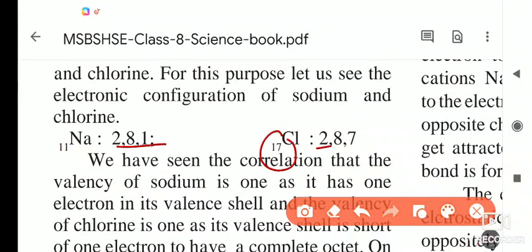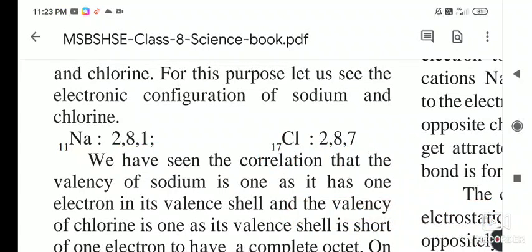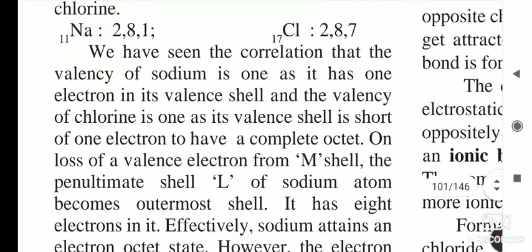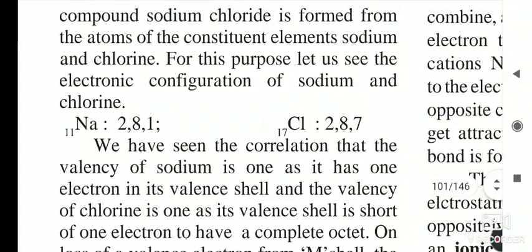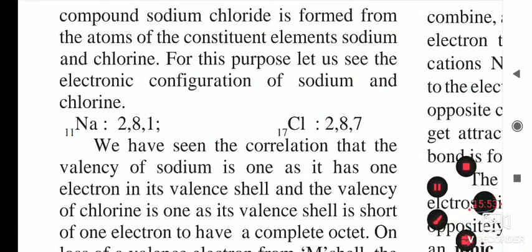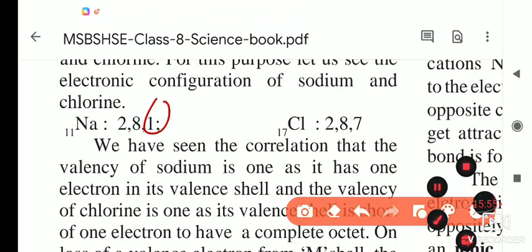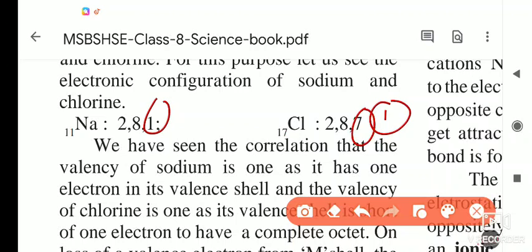According to the same rule, the first orbit contains 2 electrons, the second orbit contains 8 electrons, and the third orbit contains 7 electrons. Okay, then here we have seen the correlation: what is the valency of sodium? 1. And chlorine's valency is also 1, because to complete the octet it is easy for chlorine to take an electron from any other substance, and for sodium it is easy to donate the 1 electron from its outermost orbit.